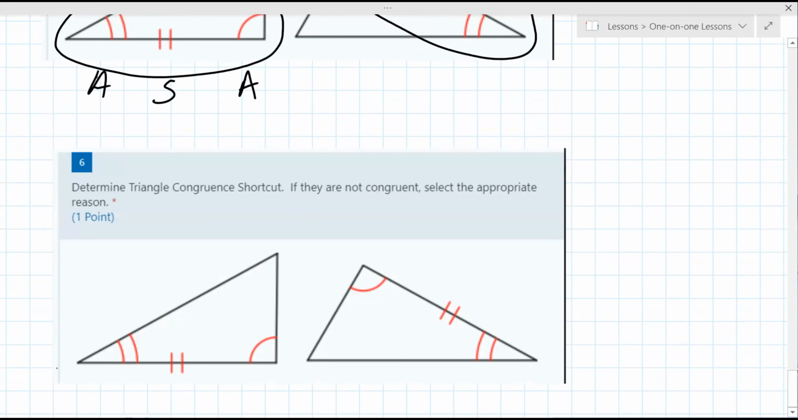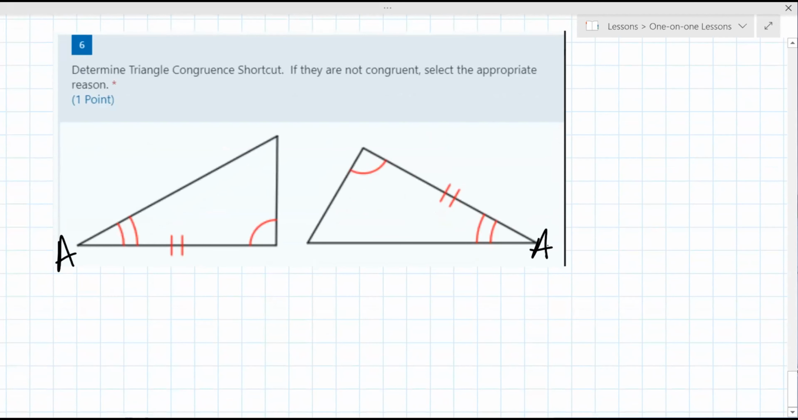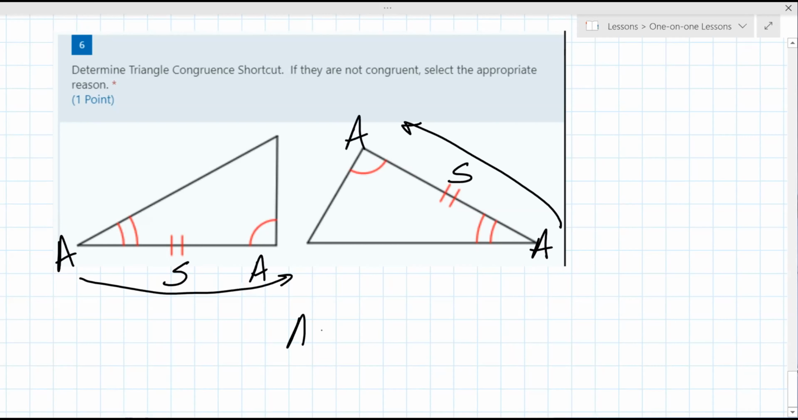So let's start over here. So here's an angle, and that angle corresponds to this angle over here. I'm going to make a path this way. That side corresponds to that side. Check, check. This angle, check. So this one is angle, side, angle.